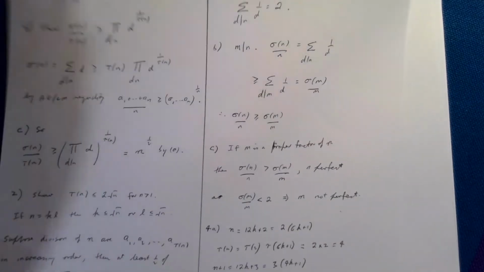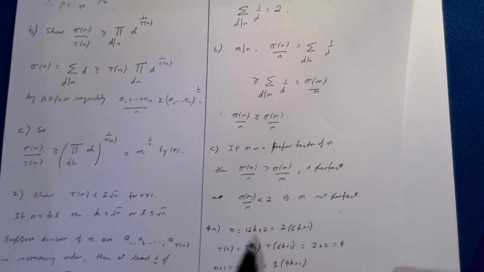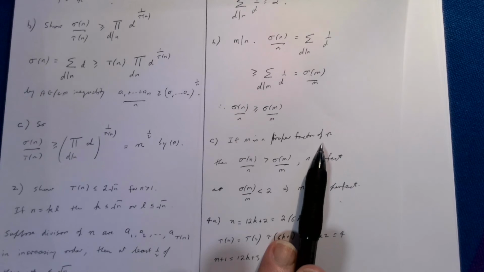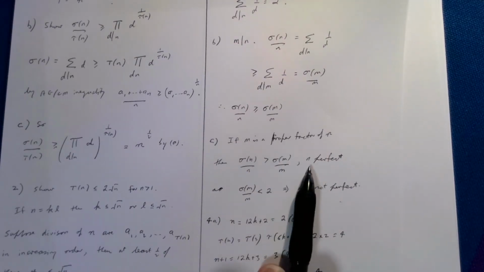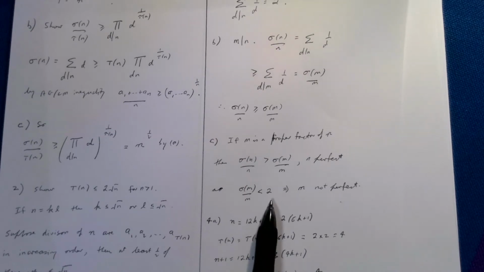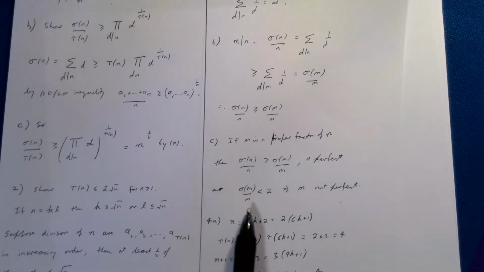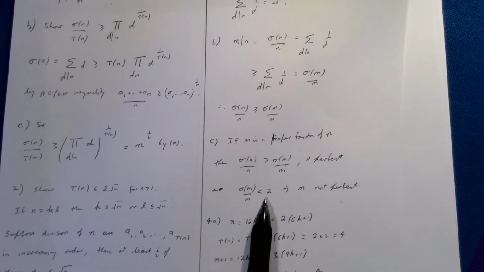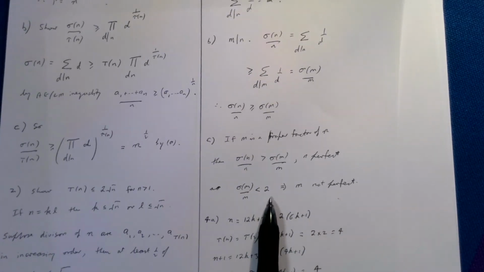Finally then, if m is a proper factor of n, then we have this result here. Now if n is perfect, then we know that this sum is equal to 2. So if m is a proper factor of that, this sum must be less than 2. And that means m can't be perfect, because if m is a perfect number, this sum is exactly equal to 2.